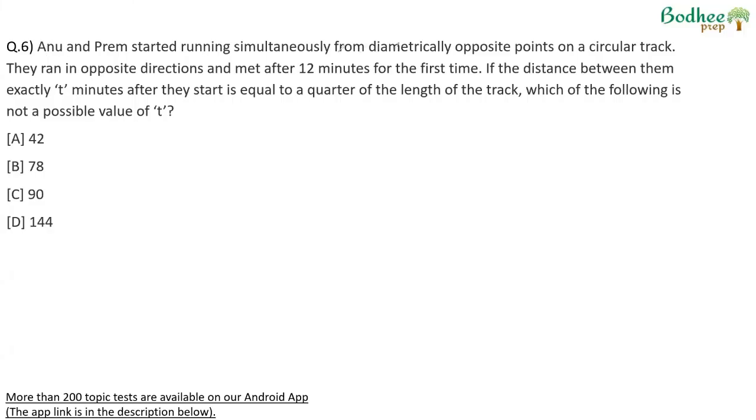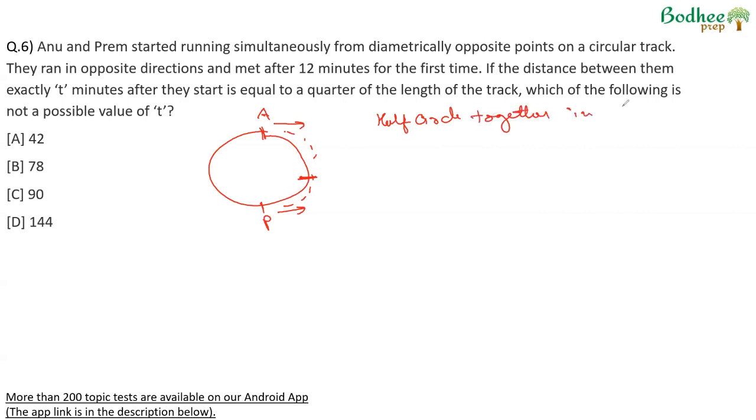Anu and Prem started running simultaneously from diametrically opposite points on a circular track. They ran in opposite directions. If Anu runs here, Prem runs here, and they met after 12 minutes. So together they are covering half the circle in 12 minutes.